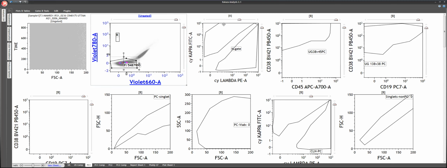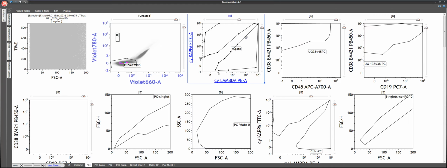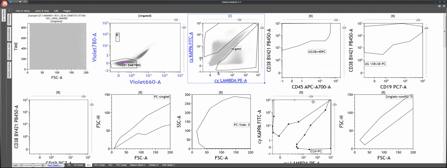Now, as I mentioned, we start with kappa and lambda. So we take all cells. We have not excluded any cell here by using a singlet or viability gate. Okay, so we go with the F gate, which is the junk-free gate. So we take this F gate, and we have now the cells which are falling in kappa, lambda, and the cells which are falling in the center.